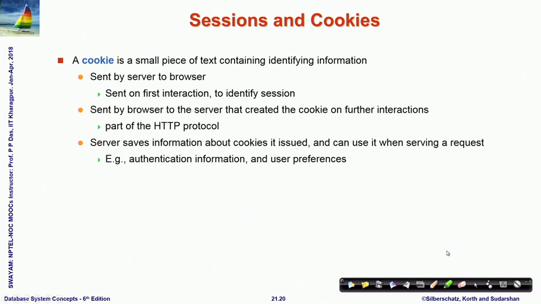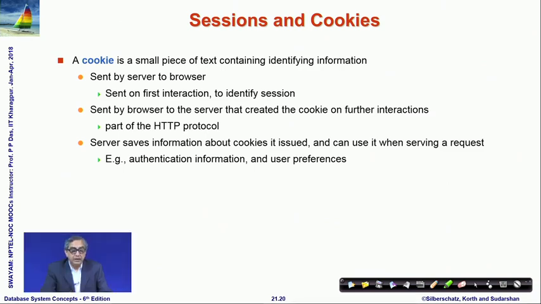A cookie is a small piece of text which contains identifying information, and which can go back and forth between the browser and the server. First it is sent by the server to the browser. This happens the first time. When we have logged in, my browser has got some cookie from the Gmail server. Then the browser can send it back to the server when it is doing the next request, so that I can be identified as the logged in person.